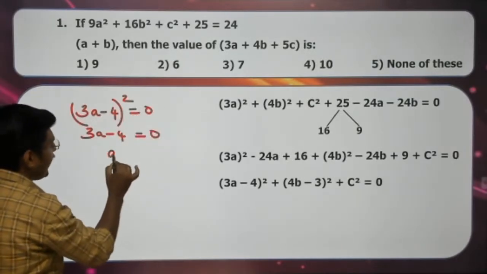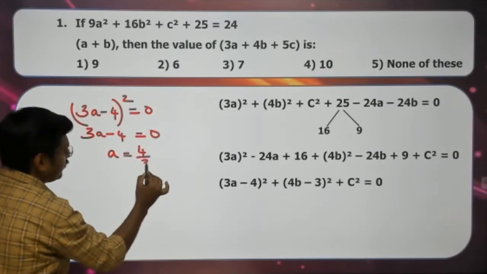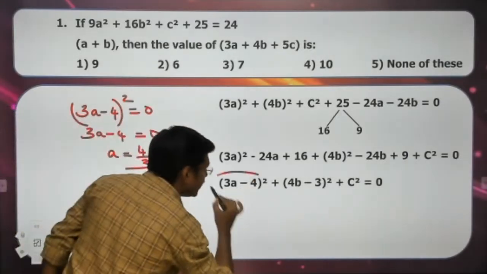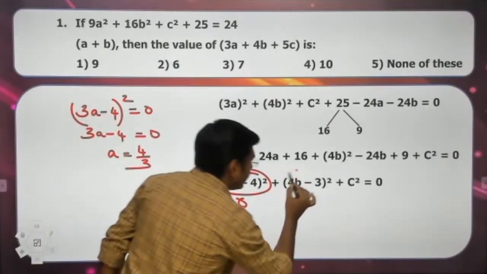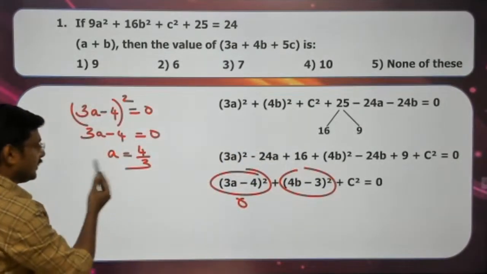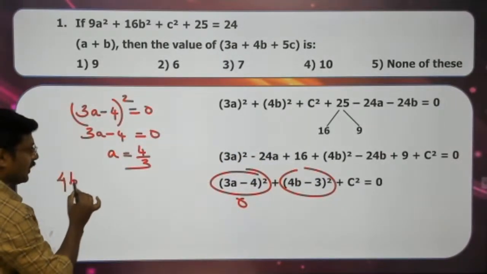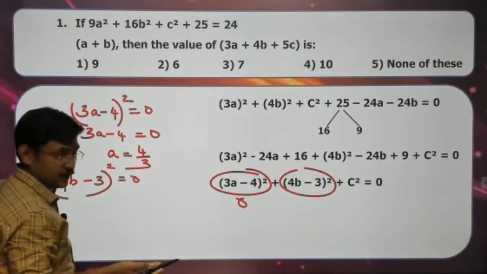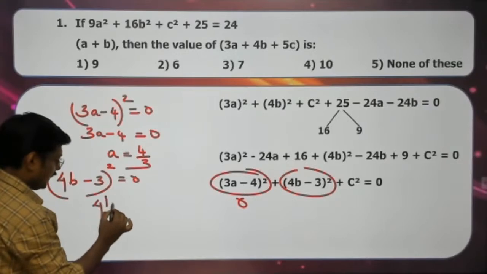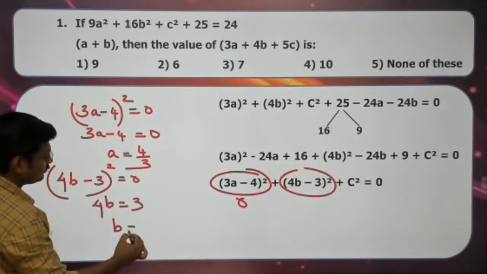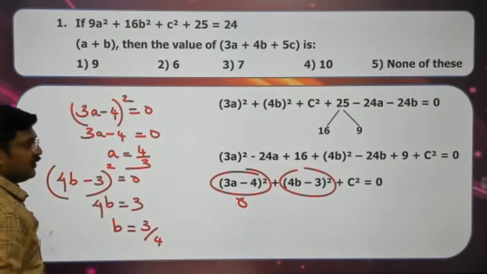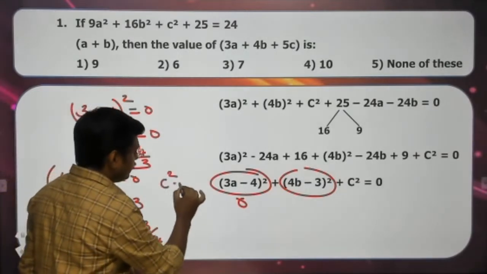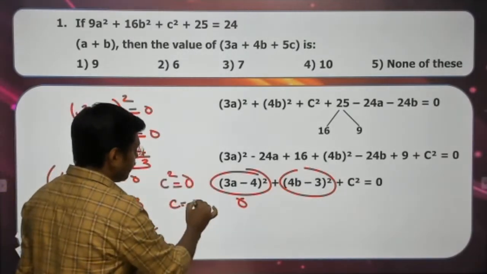So we can say that a is equal to 4 by 3, right? So we considered this as 0, next this also as 0. Similarly, (4b minus 3) the whole square is equal to 0, that means 4b minus 3 is equal to 0. So 4b is equal to 3, or b is equal to 3 by 4. Again c square is equal to 0, that means c is equal to 0.